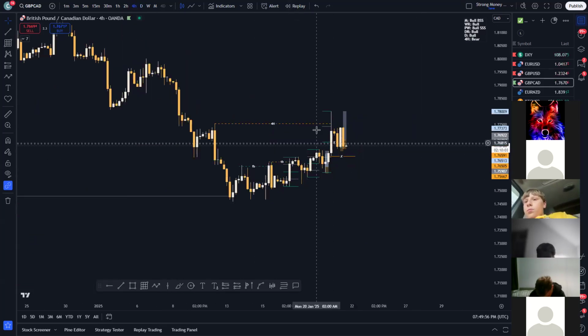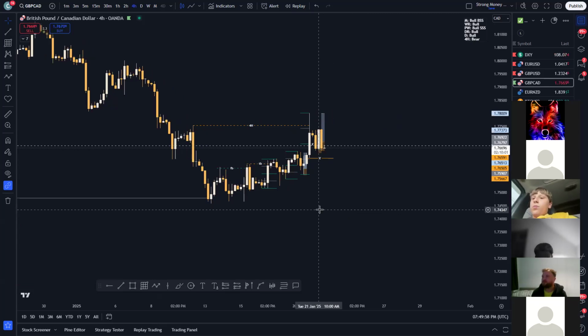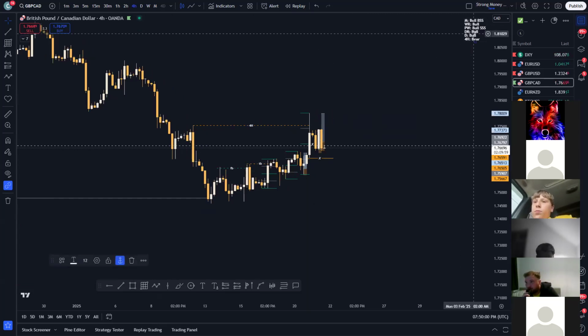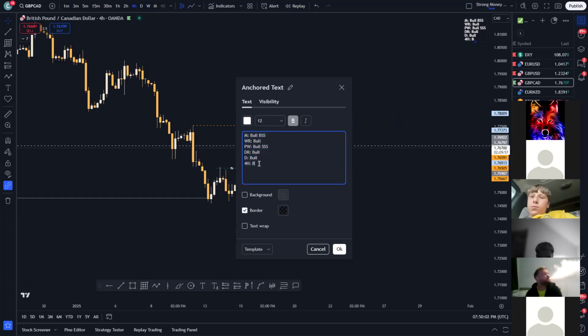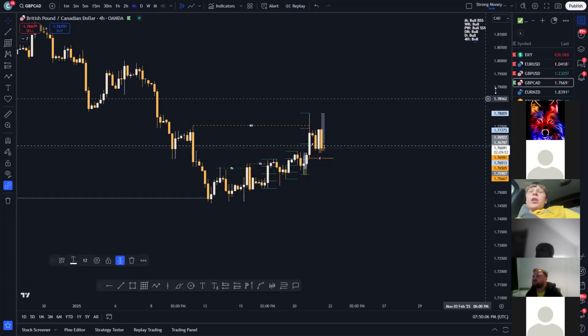Oh, that one there, pullback. Yeah, but we're still bullish. We're still bullish on all time frames. I'm not sure why that says bear because it's not. We're still bullish on all time frames. We've got everything lined up with each other. So for me, that's still an absolute favorite.